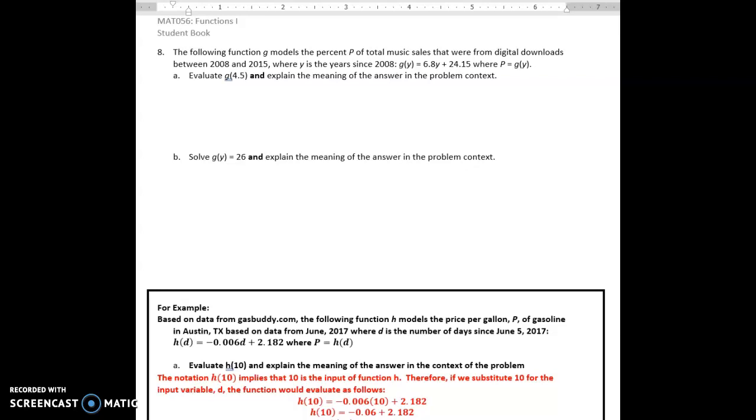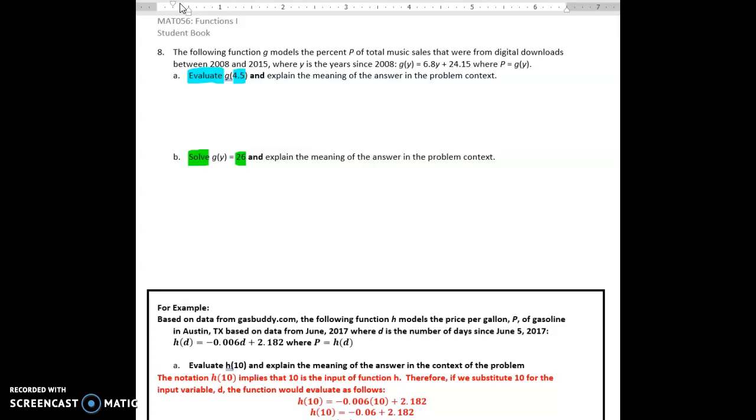In this video, we're going to look at the algebraic approach to answering these two questions. Again, in part A, it's asking to evaluate, and evaluate is when we know an input value, and that input value here is 4.5. And when we solve, that means that we know the output value, and that output value is 26. So now let's go ahead and look.